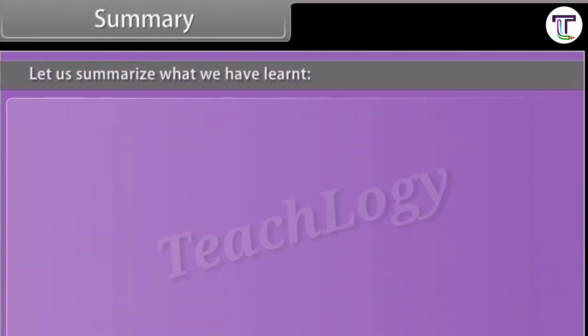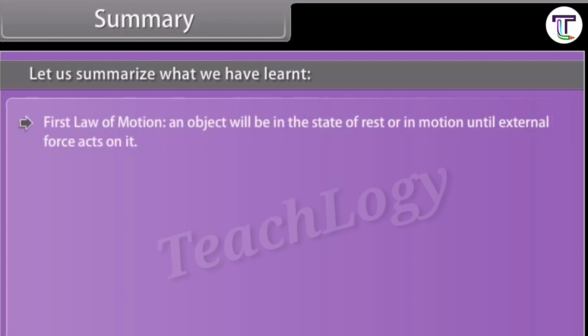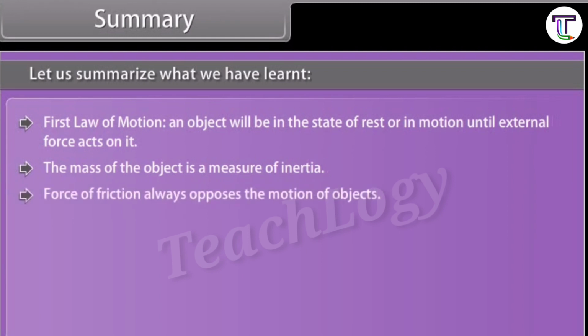Summary. Let us summarize what we have learned. First law of motion. An object will remain in a state of rest or of motion until an external force acts on it. The mass of the object is a measure of inertia. Force of friction always opposes the motion of objects.